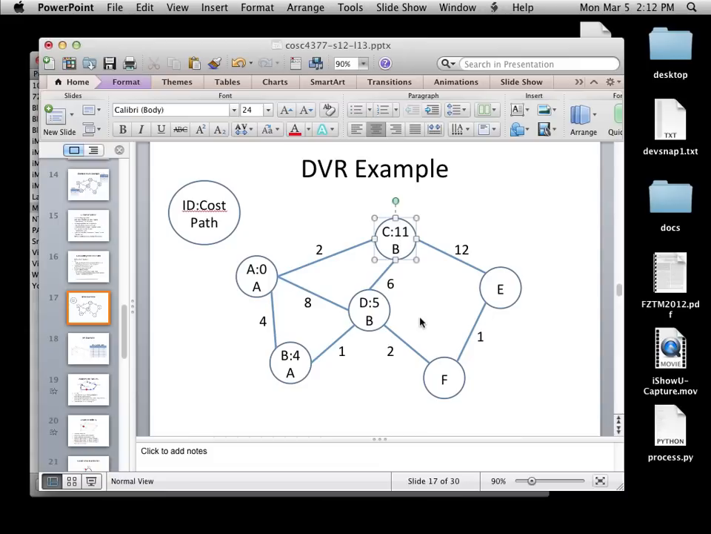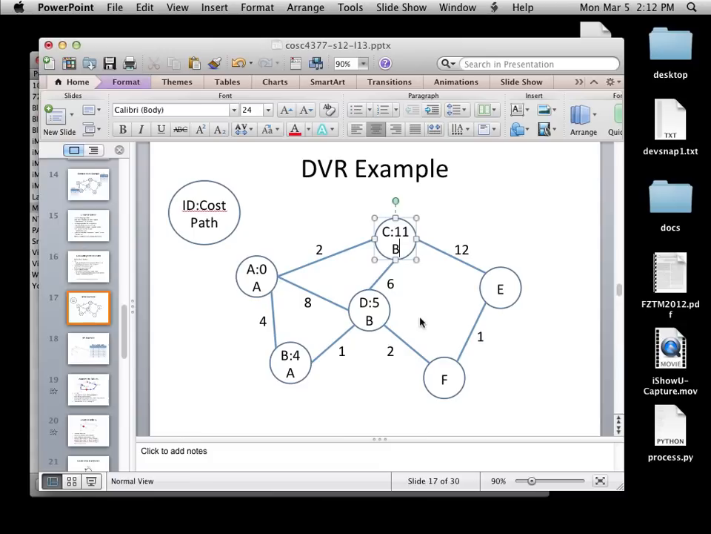B received a message from A, and what does that message contain? What's the number that the message has? 4. The message coming from A, oh, 0. So what should B do? Or what should D do? Sorry, I confused you by saying B, but yeah.